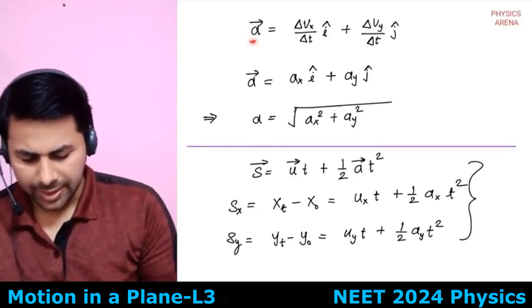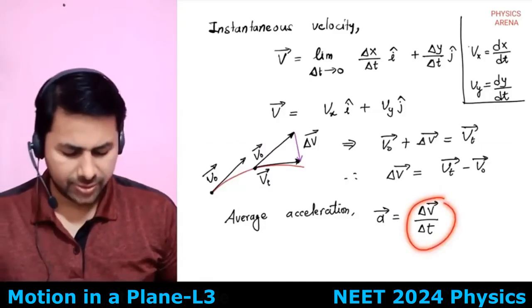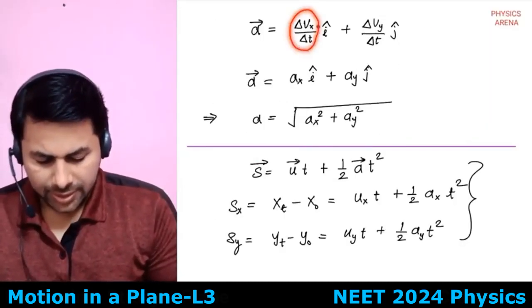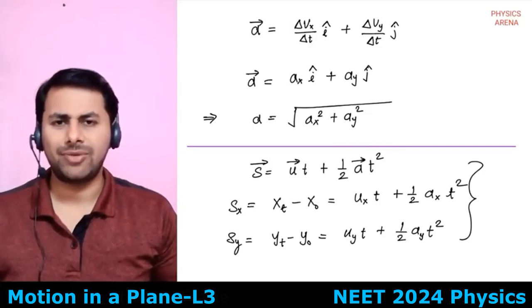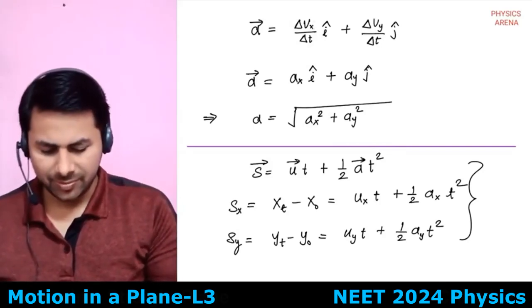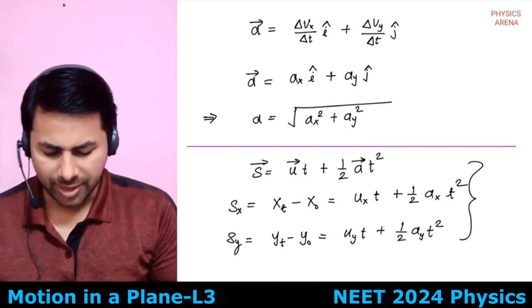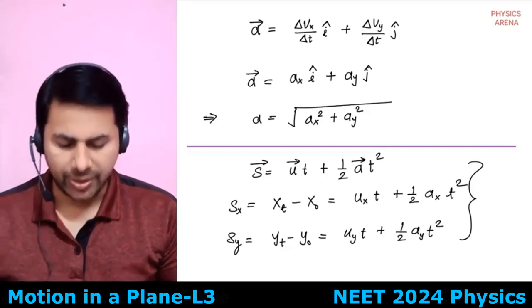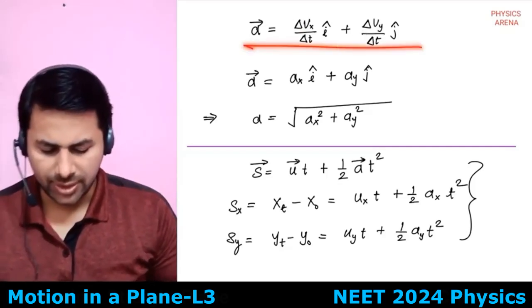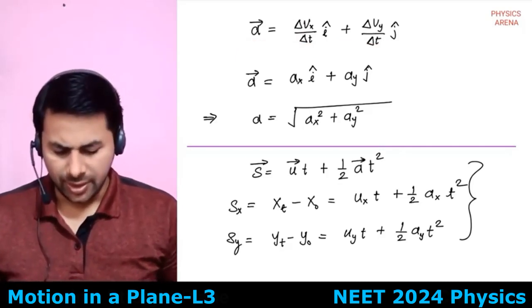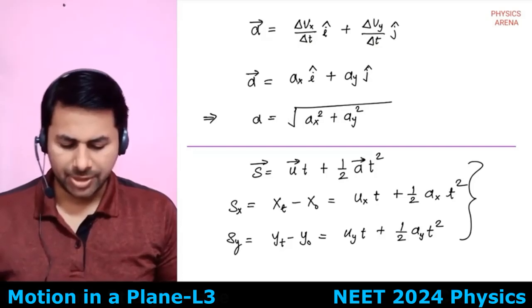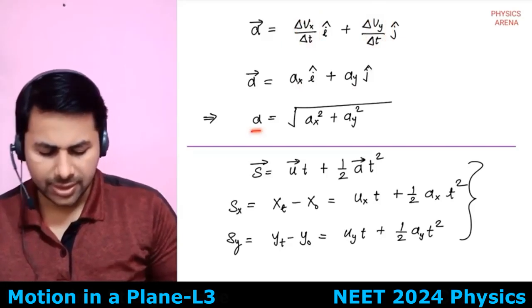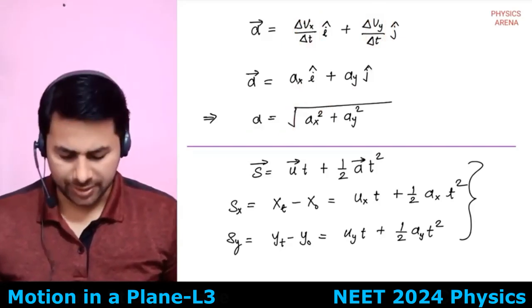And then if you want acceleration, as I said, we can find it using delta v bar by delta t. Okay. So delta v bar can be written as, for velocity also there will be two components, right? One will be vx, the other one is vy. So delta v bar can be written as delta vx by delta t times i cap plus delta vy by delta t times j cap. This is your acceleration. And if you want its magnitude, for the two dimensional case, this is the x component, this is the y component, this is ax, this is ay. Acceleration is square root of ax square plus ay square.